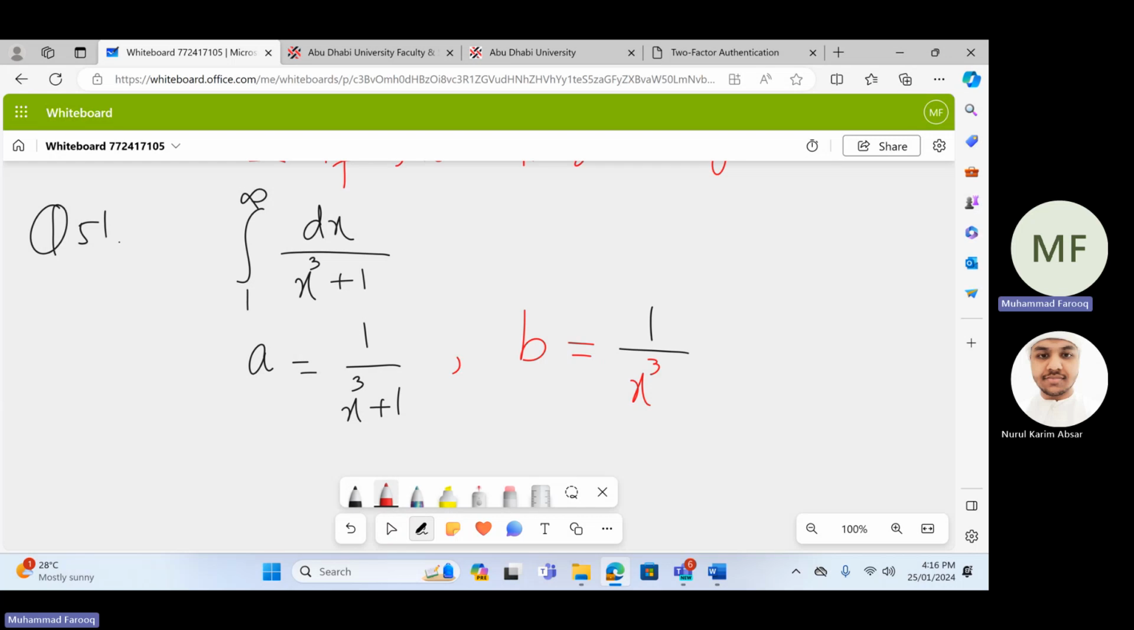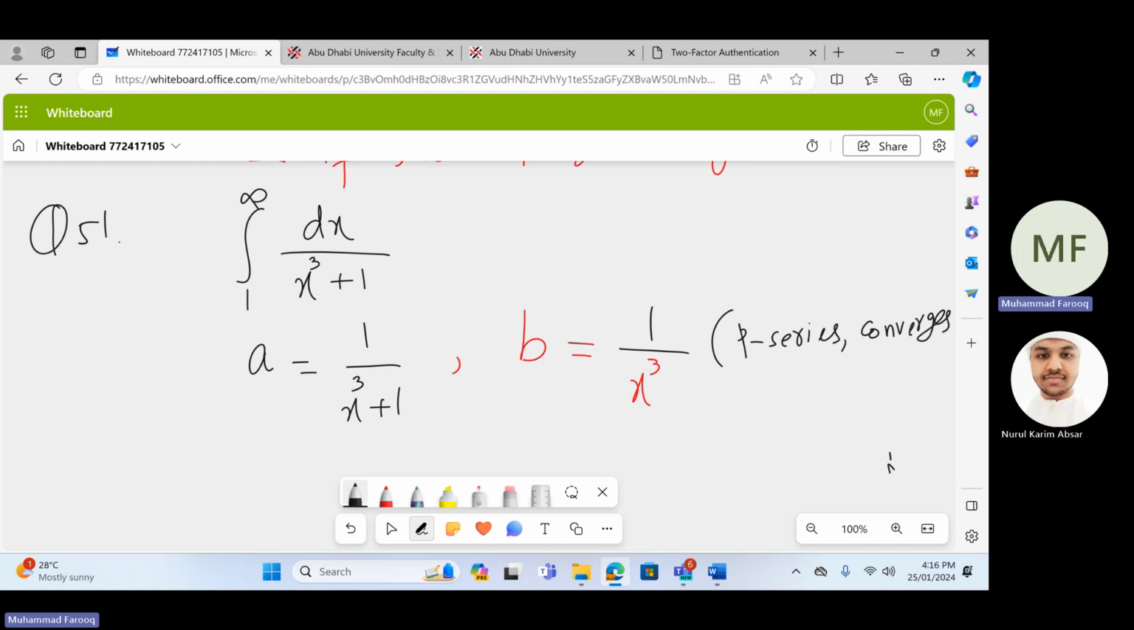Very good. Now, can you decide about B? Which series is it, and what is the decision? 1 over x cube is which series? P series. And the power is how much? 3. Converge or diverge? Please look at here. This P series is basically convergent.